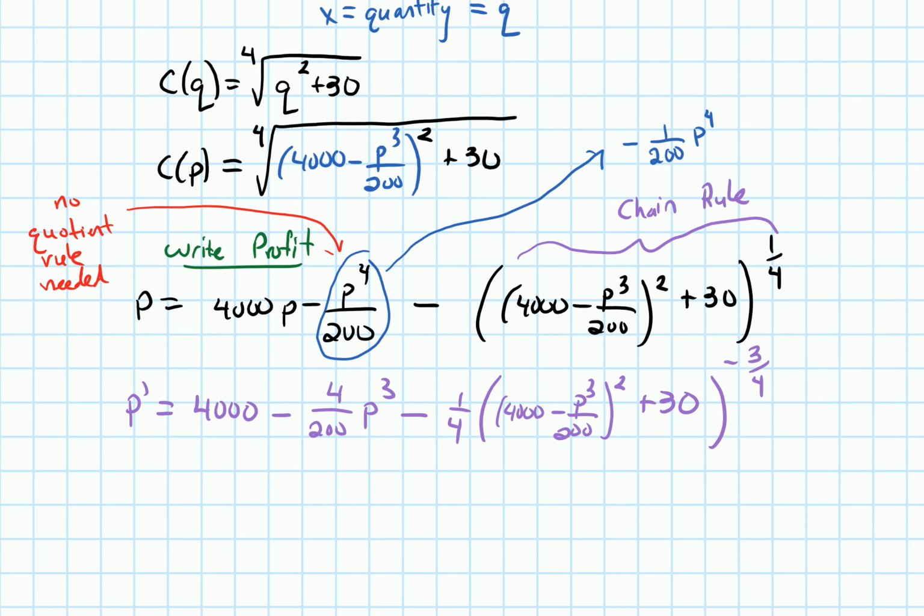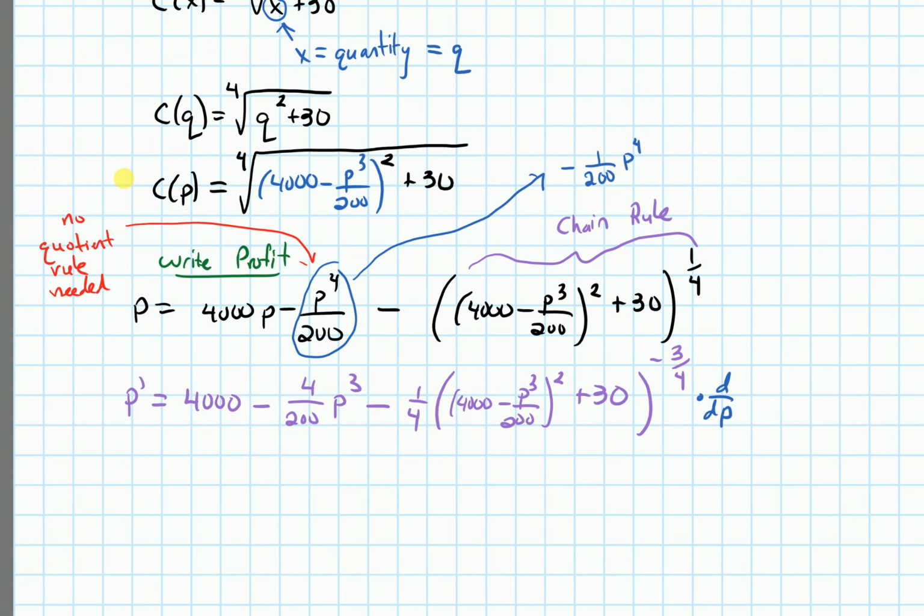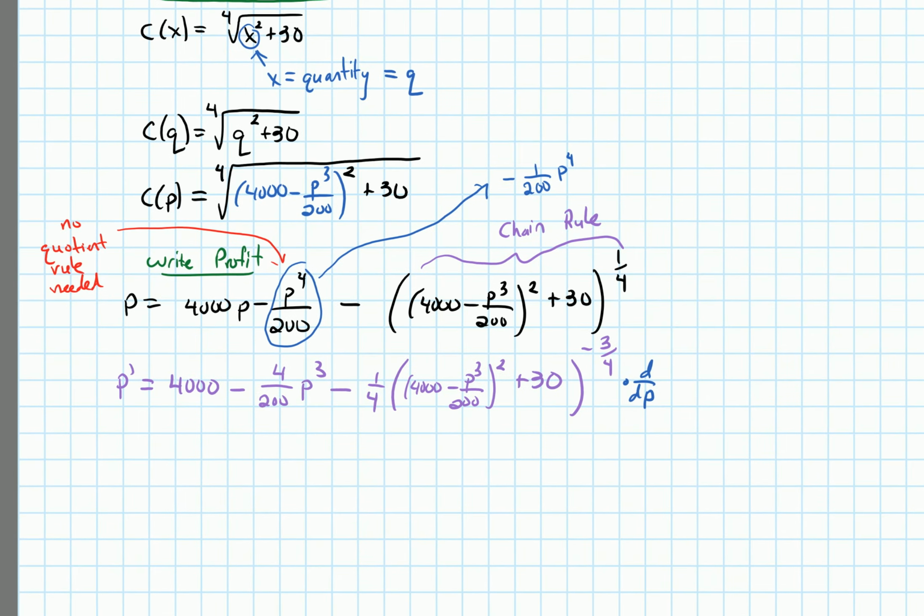The next part of the chain rule is we multiply this by the derivative. I'm writing d/dp for my derivative because my variable is p here and not x. The derivative of the inside. The inside of this fourth power was 4000 minus p to the 3rd over 200, squared, plus 30. So what's left to do is take the derivative of this thing in brackets here.